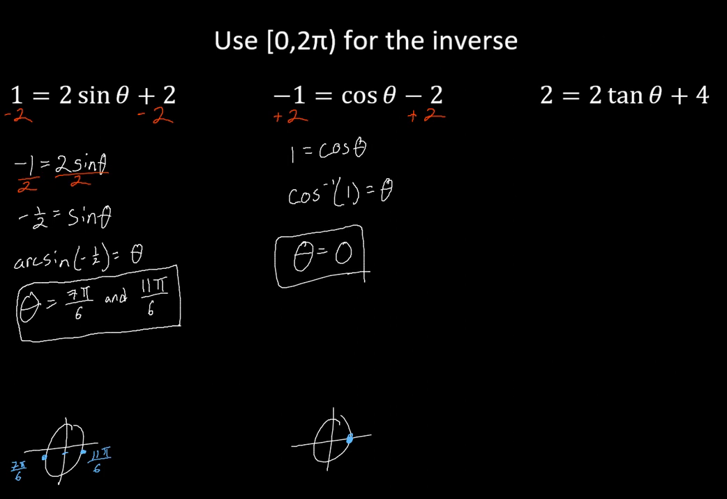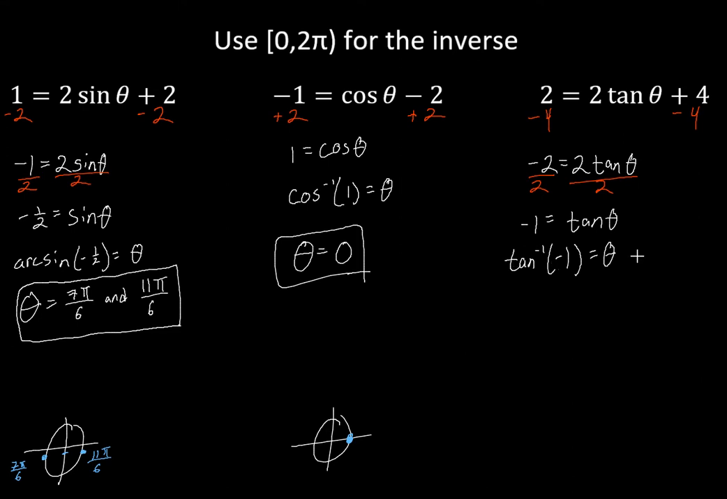Looking over to the tangent, in order to get tangent of theta by itself, I can subtract 4 from both sides. And now I can divide both sides by 2. I get negative 1 is equal to tangent of theta. Now we're back at those problems that we're used to. Take the inverse tangent of both sides. We get the question, when does tangent of theta equal negative 1?